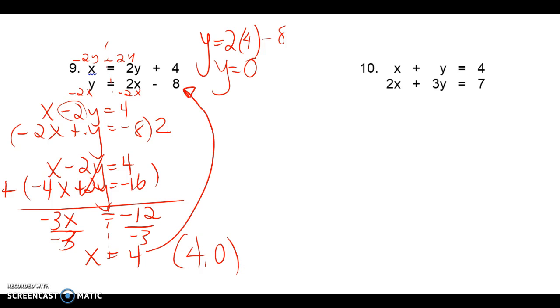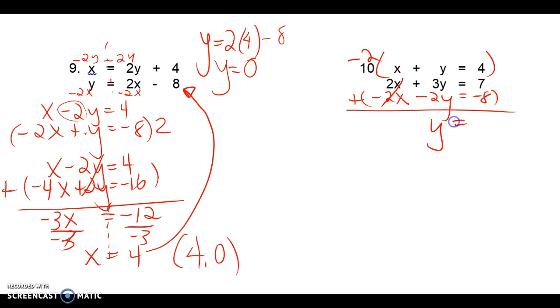All right, 10. Let's get one more of these before I run out of time. I will go after my x's, and I'll multiply this top equation by negative 2. So negative 2x minus 2y equals negative 8. So I'm going to add these two together right here. Those zero out. 3y minus 2y is y. 7 minus 8 is negative 1. y equals negative 1. That works out nicely.